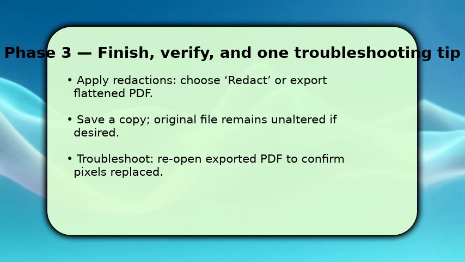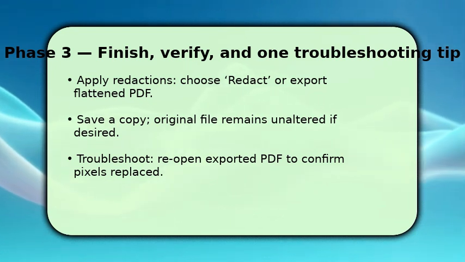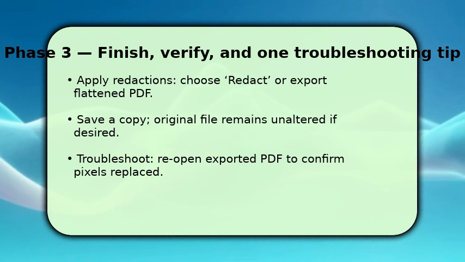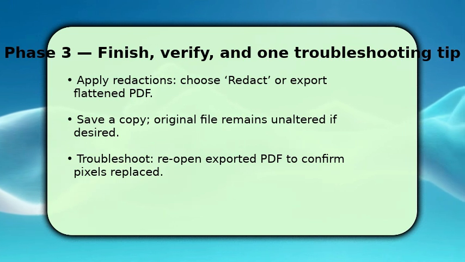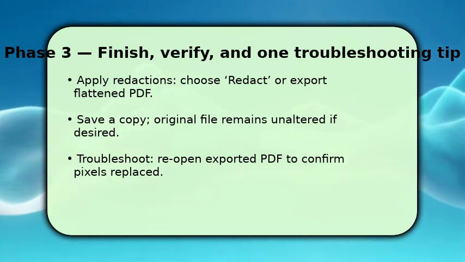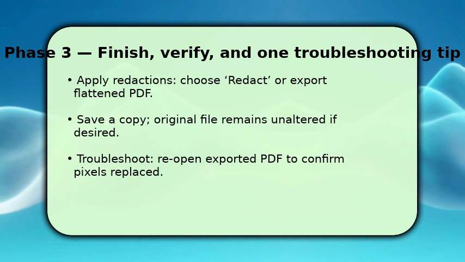Then reopen the exported file and verify the redacted areas are opaque pixels, not white boxes or hidden text. If you still see selectable text, undo and rasterize that page or export as PDF/A. If something goes wrong.